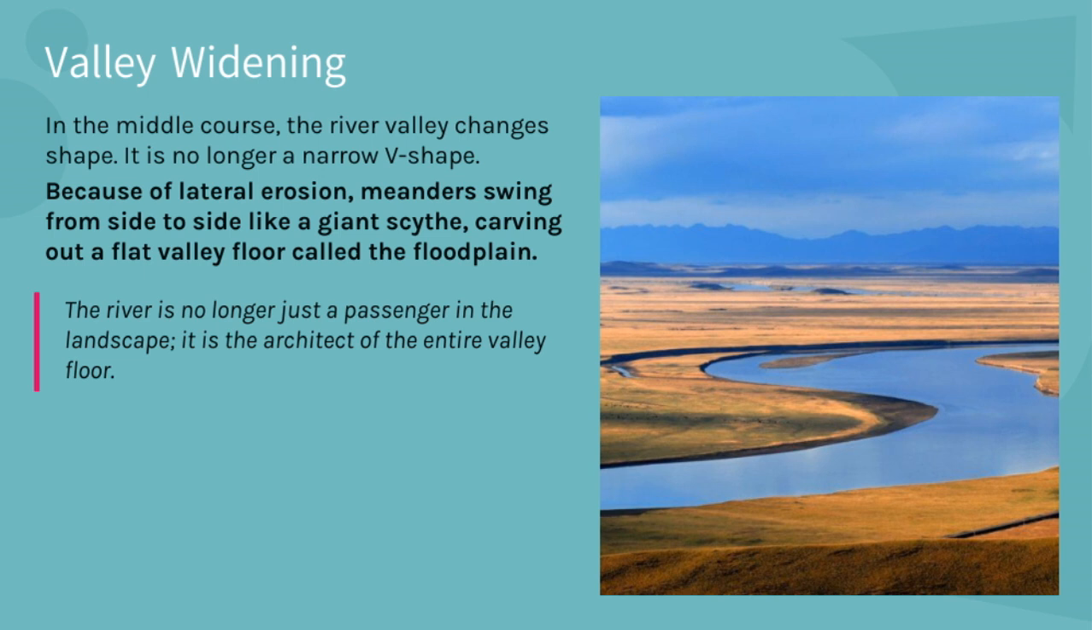The presentation describes this as being like a giant scythe. That is a useful image. A scythe sweeps from side to side, cutting as it moves. In a similar way, the river sweeps across the valley floor, eroding the land and reshaping it. This process helps create the flat land beside the river that later becomes a floodplain. So the middle course is important because it prepares the landscape for the lower course. The river is not just flowing through the valley. It is actively shaping and widening the valley.